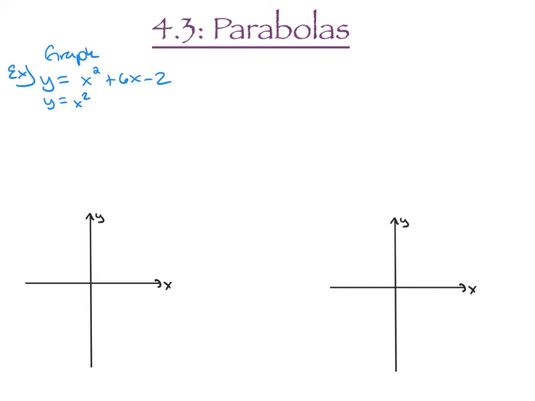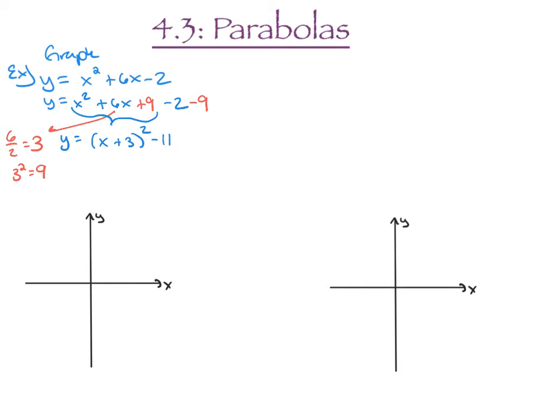y equals x squared plus 6x, give some room, and then minus 2. And we complete the square using the 6. So 6 over 2 is 3. 3 squared is 9. So I'm going to add 9 and then subtract 9. So really what I'm adding is a big fat 0 in red. All right, so this will give me y equals, let's see, x squared plus 6x plus 9 is (x plus 3) quantity squared. And negative 2 minus 9 is minus 11.